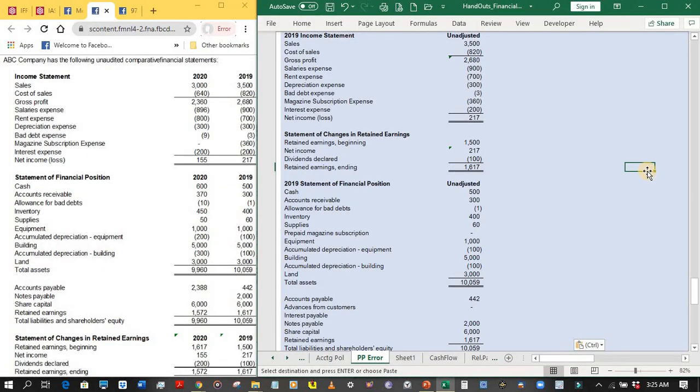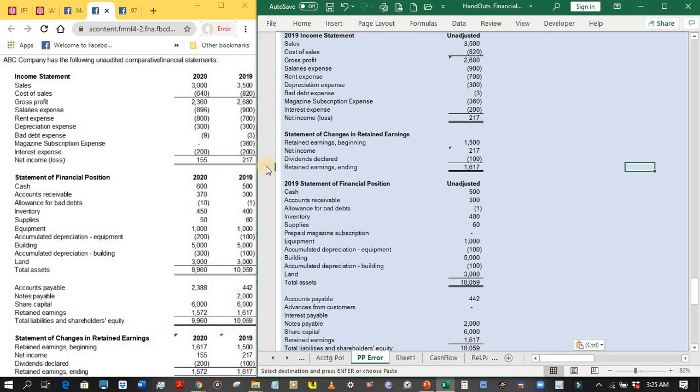Now, since we are done with the correcting journal entries in 2019, let us now prepare the adjusted account balances for 2019, income statement and statement of financial position. Let us start with the first column. This will be the unadjusted balances, and these are taken from the information provided in the problem.